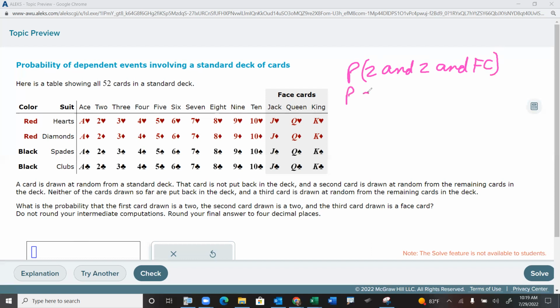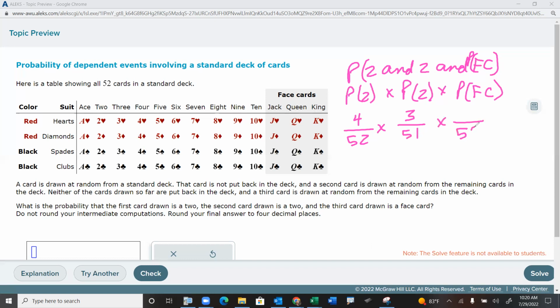Okay. So once again, that "and" makes multiplication. Whoops, I left off my P. Okay. So probability of drawing a 2, there are 4 2s out of 52 cards, but we don't put that 2 back in the deck. So now there's only 3 2s out of 51 cards. And now there's only 50 cards left. We had 52, we've taken 2 away, we're down to 50. And how many face cards are there? Well, there are 4 kings and 4 queens and 4 jacks. There are 12 face cards.